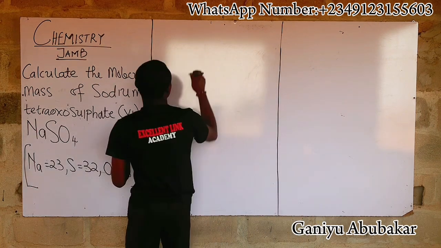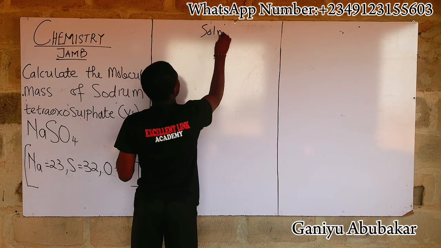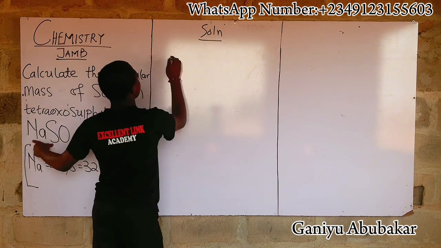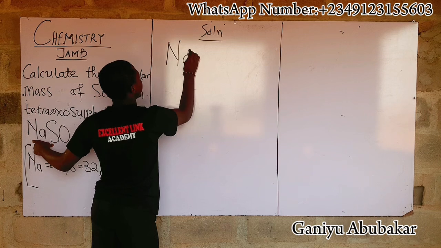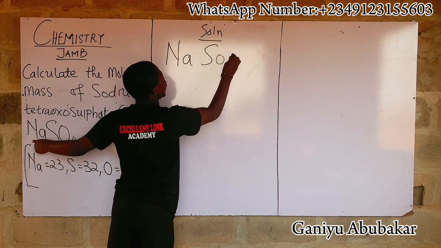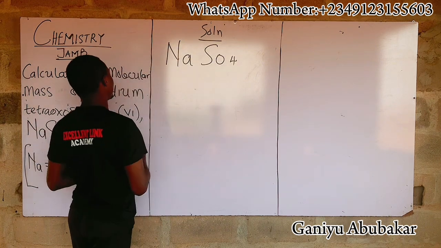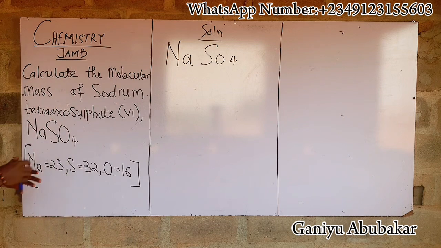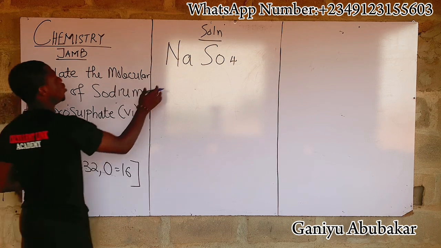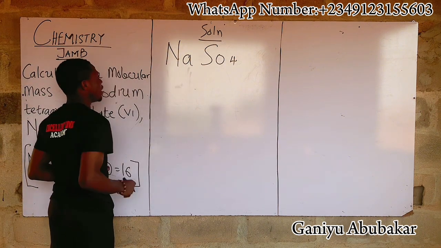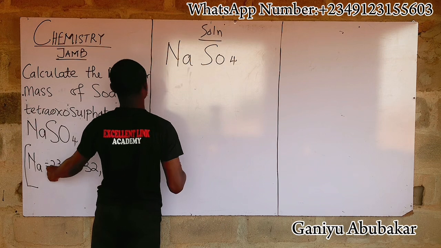So from here, the solution. The compound there is Na2SO4. To find the molecular mass of sodium tetraoxosulfate(VI), how do we get this done? Basically, sodium is Na, and the mass number is 23.